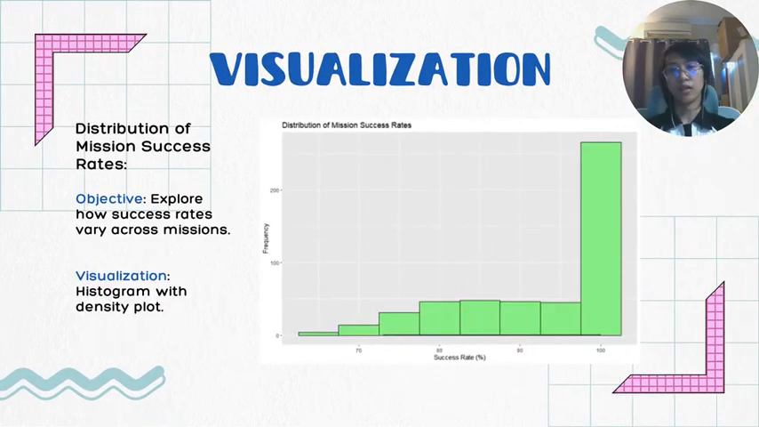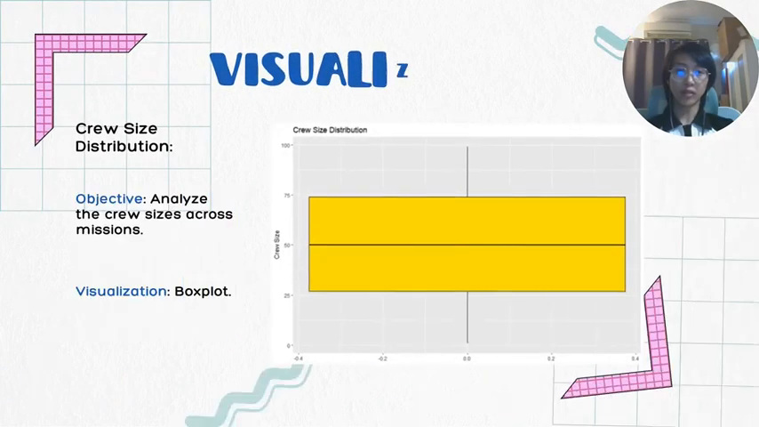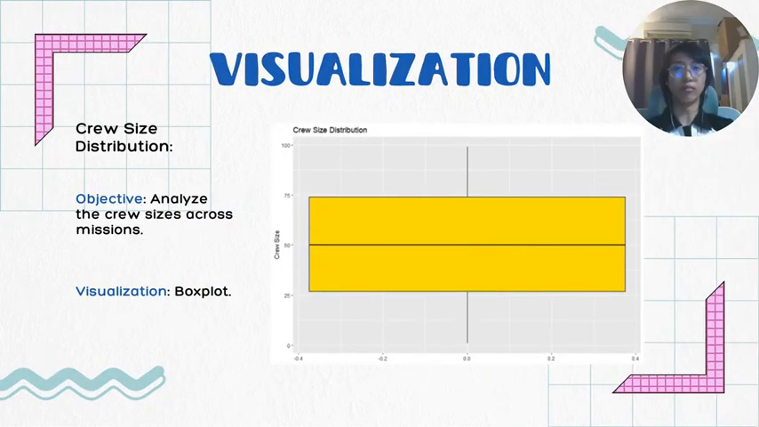Second is about the distribution of mission success rate. We examine success rates across missions. Most missions have high success rates, but a few outliers show significantly lower success rates. The third one is about crew size distribution. As you can see from here, the box plot analysis revealed that crew size varies widely, though most missions have moderate crew size.